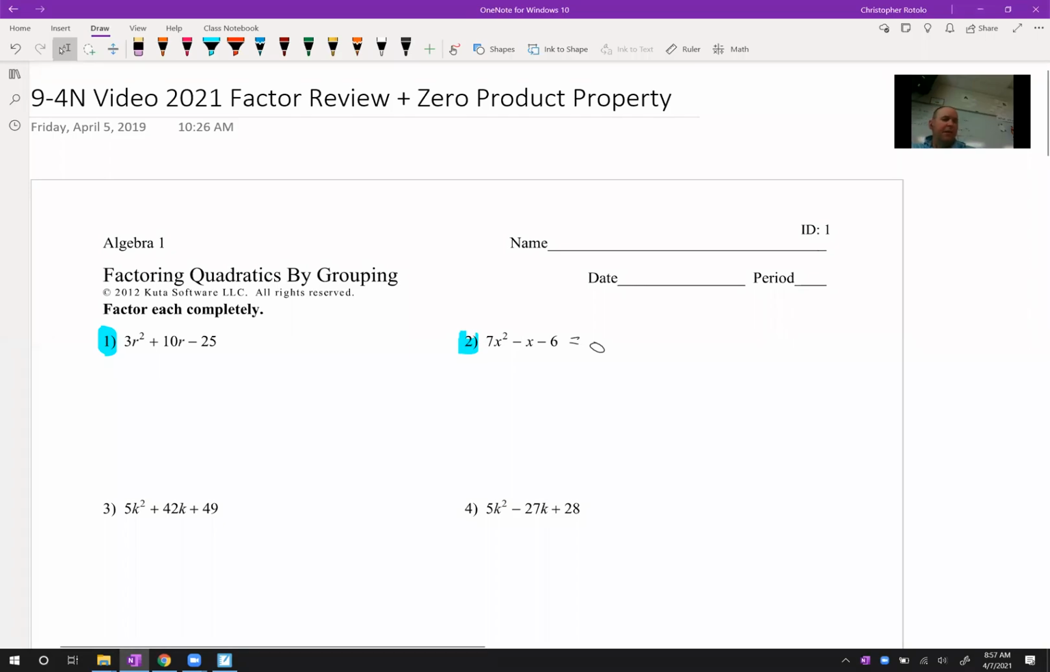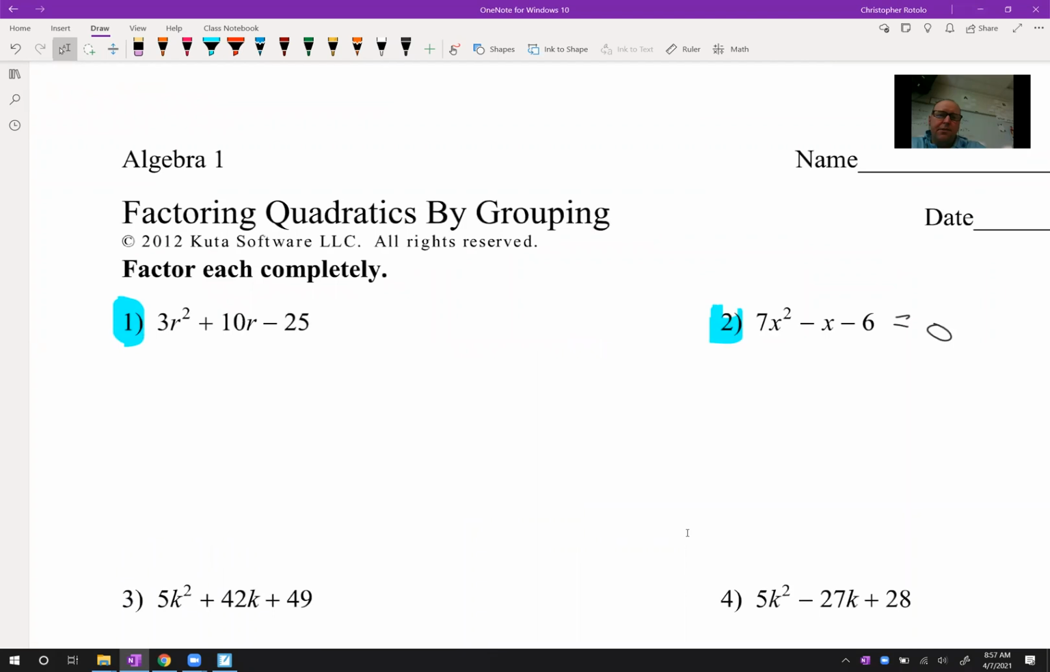Hey, Algebra 1, we're going to continue working in Chapter 9 here. We're going to do something that should be very familiar to you. We're going to start by factoring quadratics. We're going to do this by grouping, right? Building a bridge method. So first thing I'm going to do is 3 times 25.